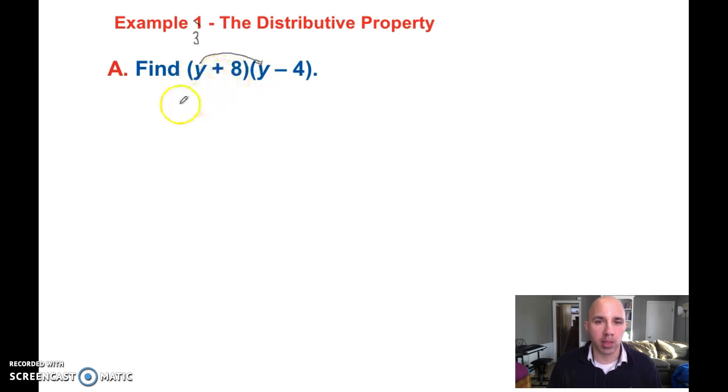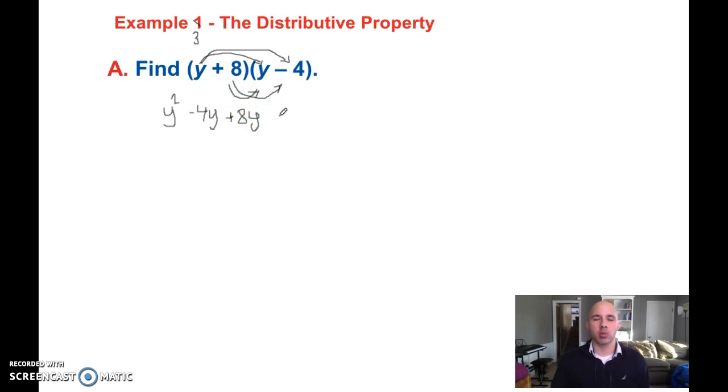So we're going to go y times y. And then we have y times negative 4, which is going to be negative 4y. And then we're going to go on the inside terms here. 8 times y. And then you have 8 times negative 4.